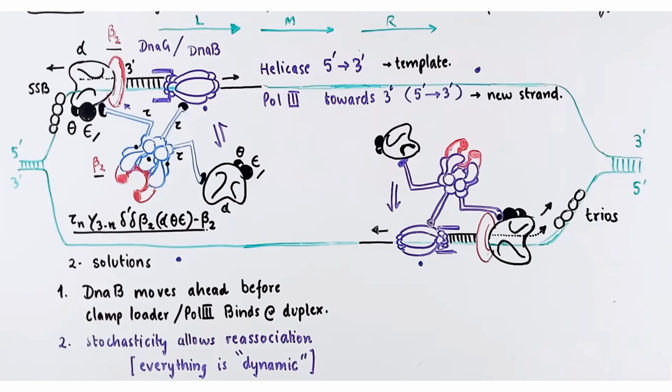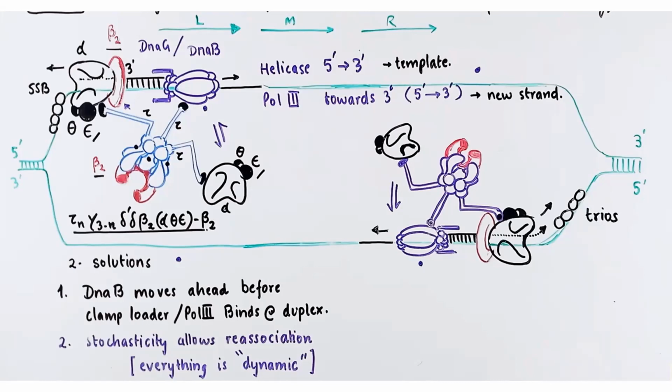Therefore, there are two solutions to get around this problem. One is that the helicase moves ahead even before the clamp loading occurs. So the clamp loader cannot bind the opposing helicase at the duplex, which means that while this clamp is being loaded, this helicase has moved to the other strand. The same goes for the other helicase as well. It also moves ahead before the clamp loading occurs.